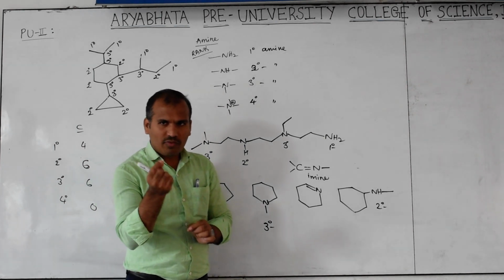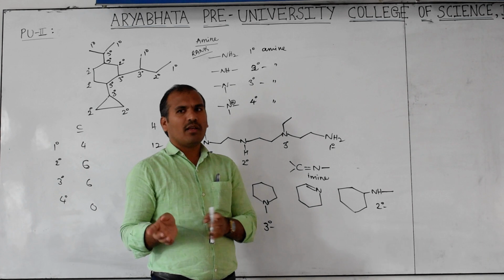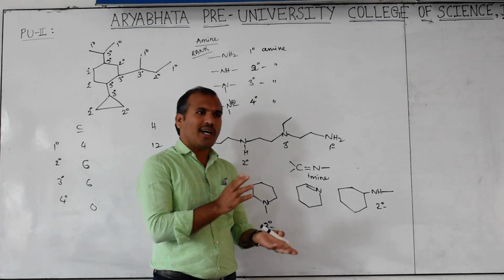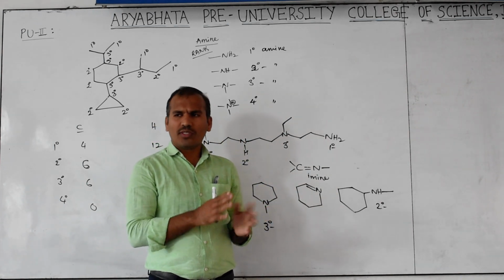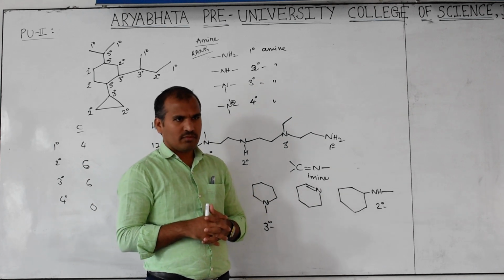If at least one heteroatom is present in the cyclic compound, then that is called heterocyclic. If not, and only carbon is there, that is called homocyclic, also called carbocyclic, because only carbon is present. Next, the homocyclic again divides into alicyclic and aromatic.